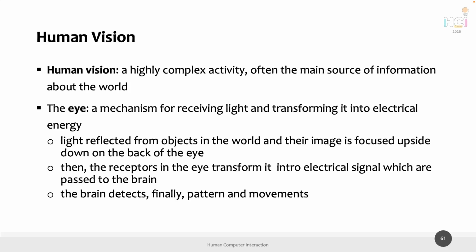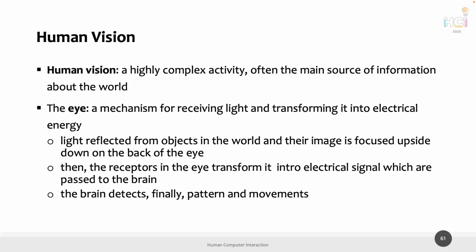Okay, light arrives on the retina. There are some receptors, that's true. In general, it's a very complex activity, and we are not experts on this, but just to give you some very generic insights on how the eyes work. So the eye is a mechanism for receiving light and transforming it into electrical energy.